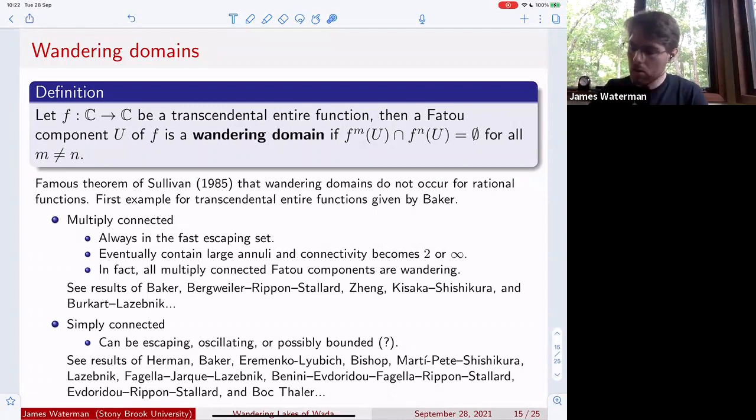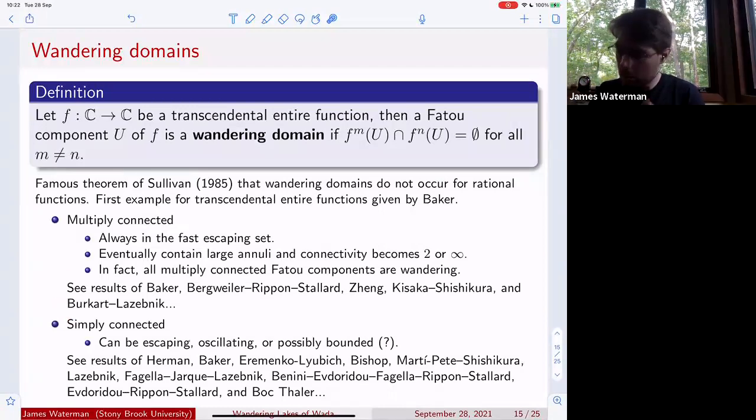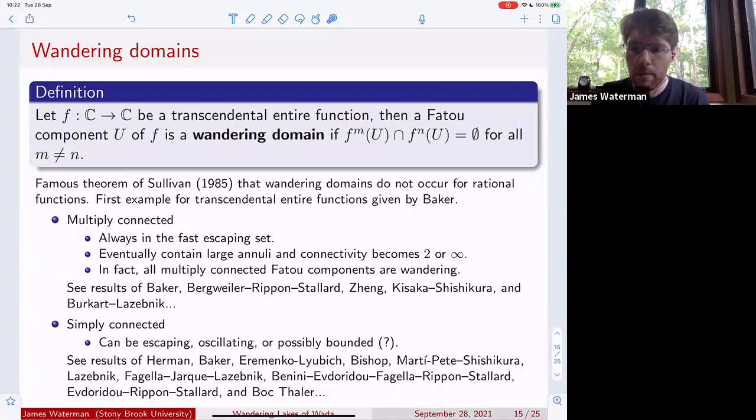There have been many other results about multiply connected wandering domains, with many names, some of which are, for instance, results by Baker, Bergweiler, Rippon, and Stallard, Zheng, Kisaka, Shishikura, and recent results by Burkart and Zemek, and many, many others. The other class of wandering domains are simply connected wandering domains, which we heard about this morning and in the previous nice talk by Luca.